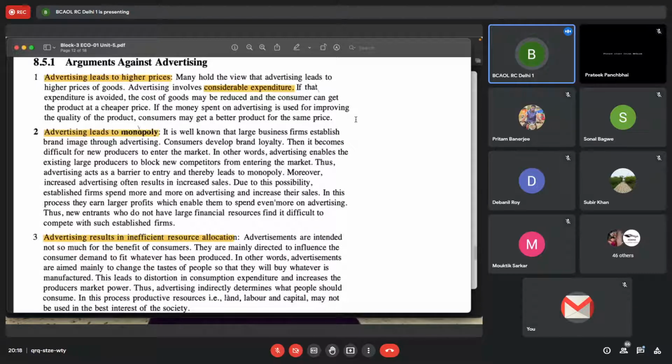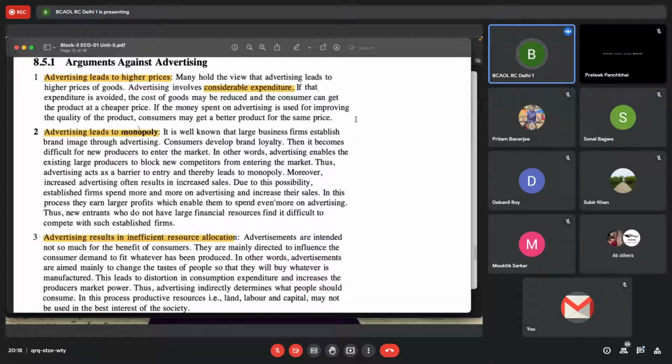When you are pricing a product, you see your cost, then you add a little profit, and then you say this is the price. Price has two components, cost and profit. So it leads to high prices in this way: whatever money they spend on advertisement is indirectly added to the cost of the product.